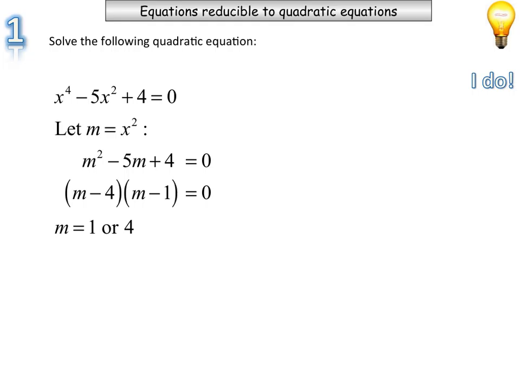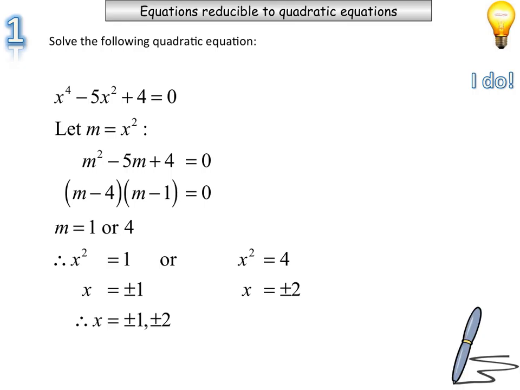But because the question was in terms of x, we can't leave our answer in terms of m. We've introduced m, so we need to go back and solve it for x. So remember, m is equal to x squared. So instead of m is equal to 1, x squared is equal to 1. And instead of m is equal to 4, x squared is equal to 4. Now we have two simple quadratics. Take the square root of both sides, and we end up getting x is equal to plus or minus 1 or plus or minus 2.